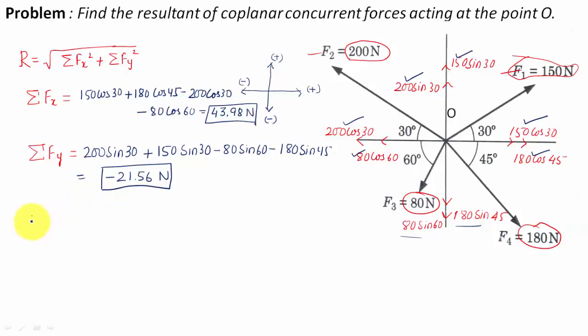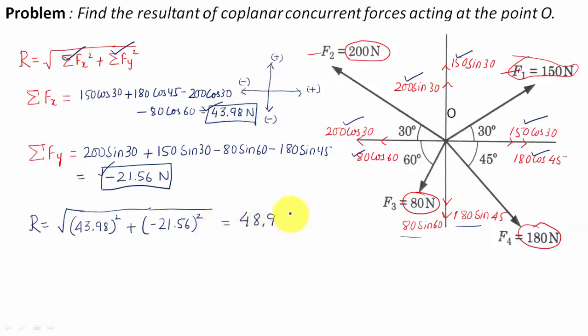What we are supposed to do is get the resultant. We have the summation of Fx as 43.98, and the summation of Fy as 21.56 in the negative sense. So we put this up: the square root of 43.98 squared plus negative 21.56 squared. Negative is not going to have an effect as it's going to be squared. When you put this in a scientific calculator, you get 48.9 newtons. You can also write this as approximately 49 newtons, to be very precise.